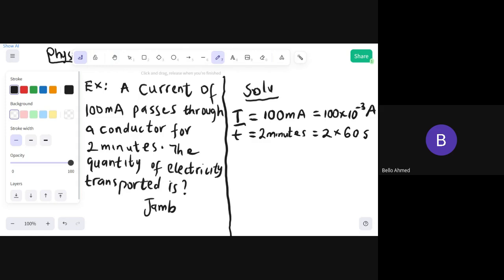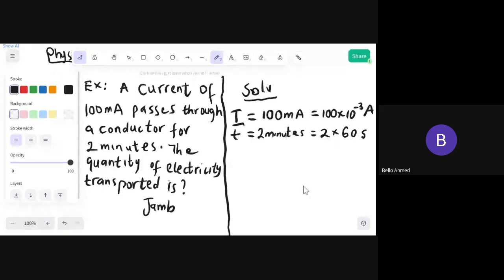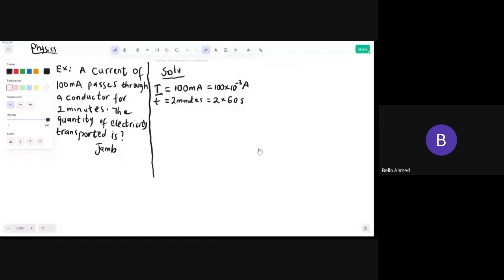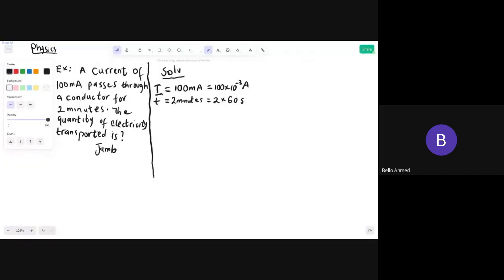Please, I've told you, the unit that is not SI unit, please change it. This time is 2 minutes. Don't use 2. You have to change the minute to seconds. It is very important. Please know that. It is very important that you change the minute to seconds. So after you might have done that, the next thing you are going to do is continue reading. So the question says the quantity of electricity transported is, you have seen a question mark.